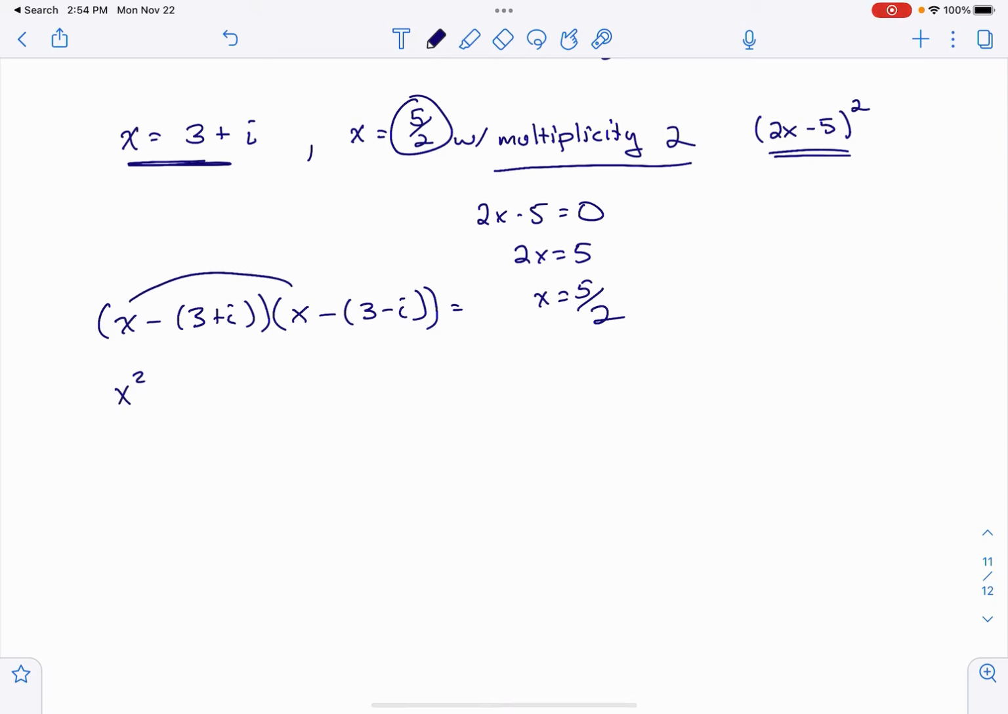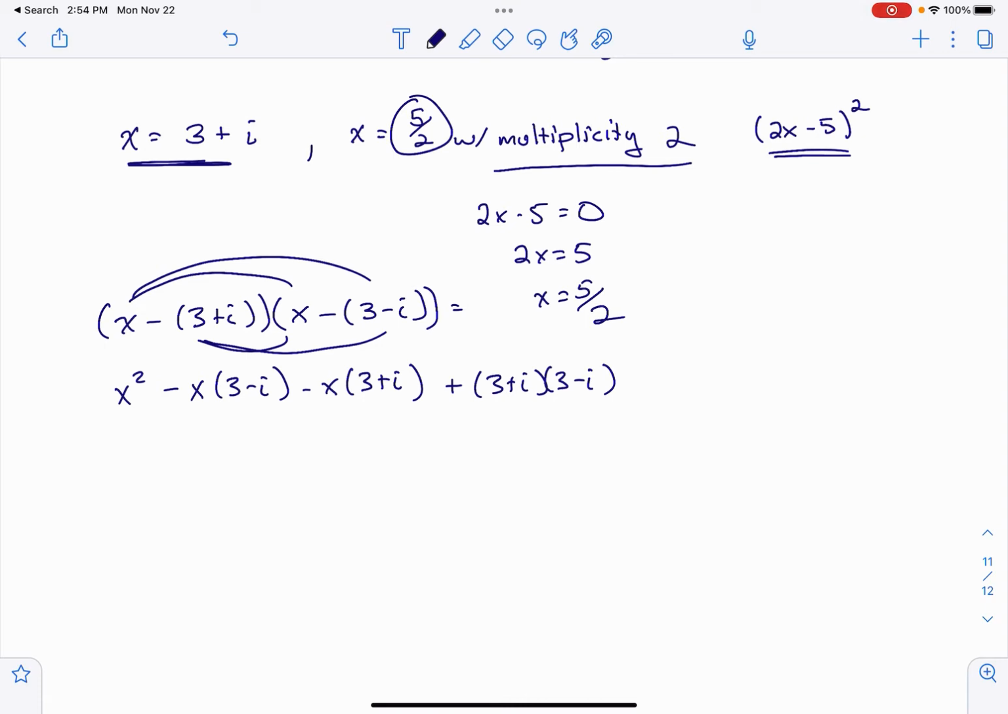First becomes x squared, outer minus x times (3 minus i), inner minus x times (3 plus i), and then last plus (3 plus i) times (3 minus i). Now we just distribute and combine all the like terms. x squared minus 3x plus ix minus 3x minus ix plus, let's use FOIL again, 9 minus 3i plus 3i minus i squared.